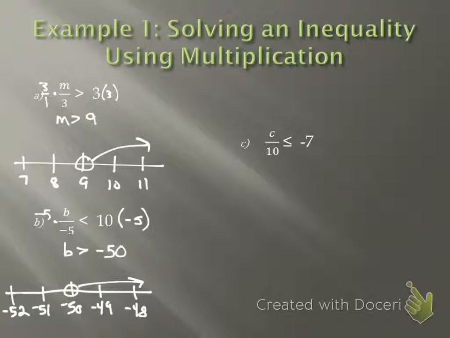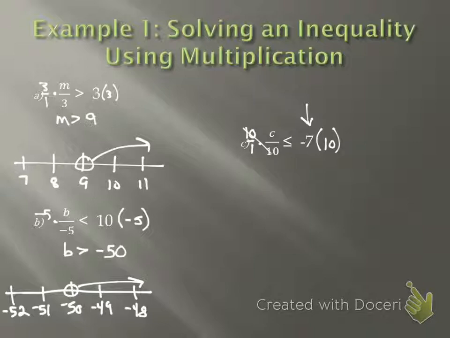So now on C, I want you to look at C with me for a second. Okay, what do I have to multiply by to get C by itself? 10. I have to multiply by 10. Is 10 negative? No. Okay, so I don't reverse my inequality. Even though 7 is negative, that doesn't matter. If what I have to multiply to get my variable by itself is negative, that's when I switch my inequality. Does that make sense?